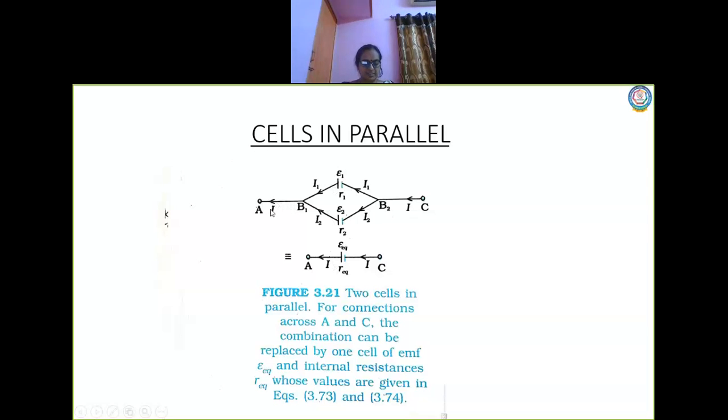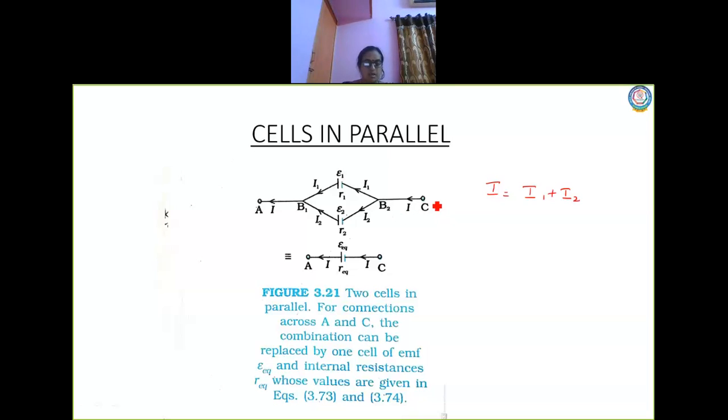So the total current is I. I can start with the formula for total current as I is equal to I1 plus I2. Is it clear? Now, what is the potential at B1 and B2?